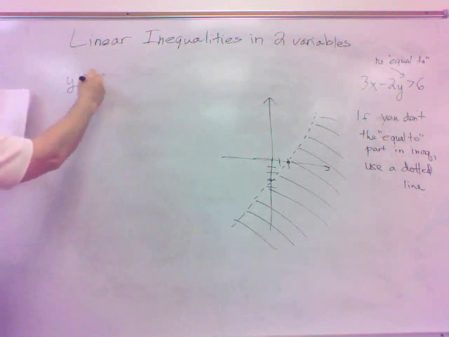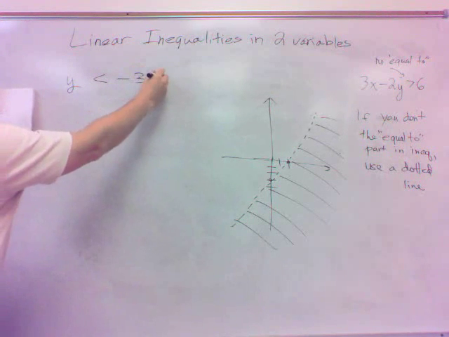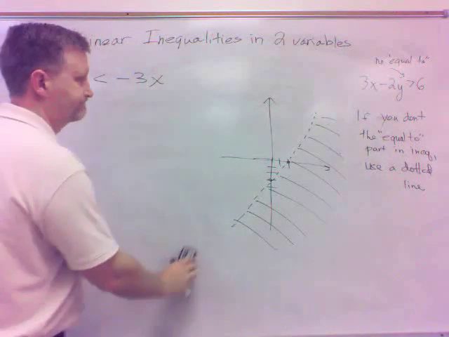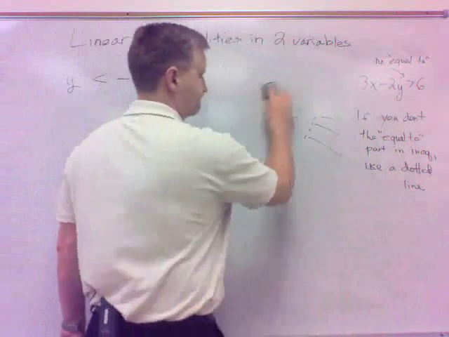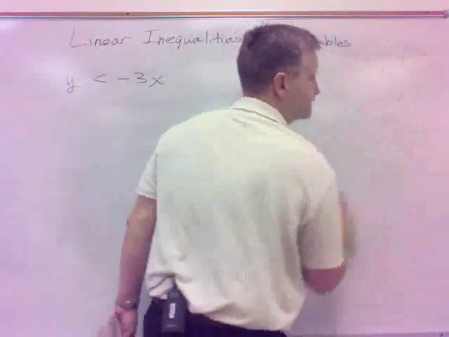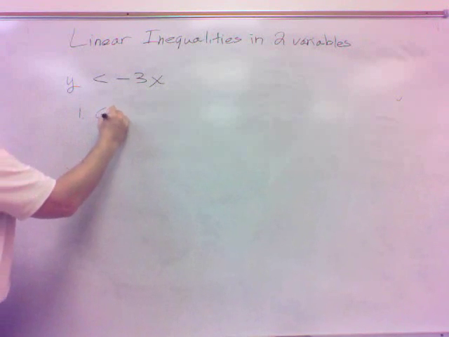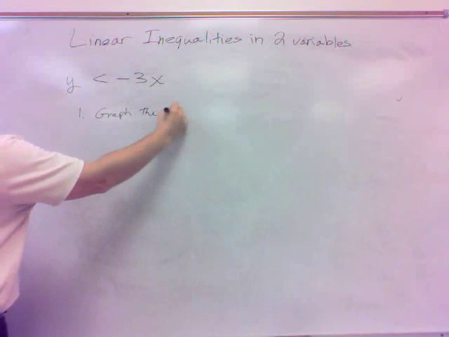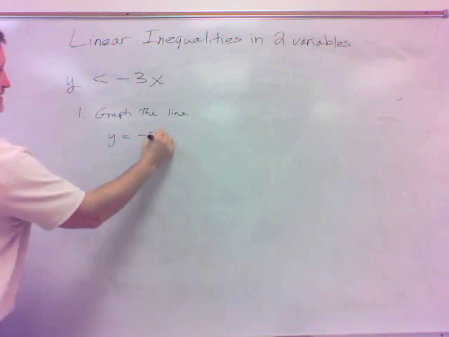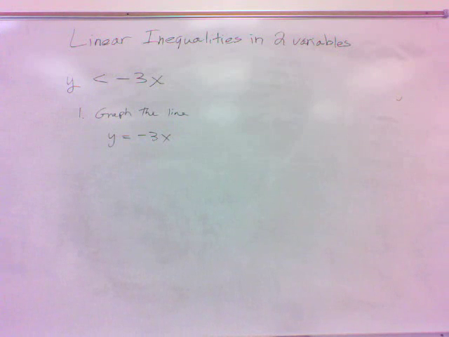y is less than negative 3x. Okay? All right, so it's an inequality. We're graphing it. So there's two parts. Graph the line first. The y equals negative 3x. Just graph its line.